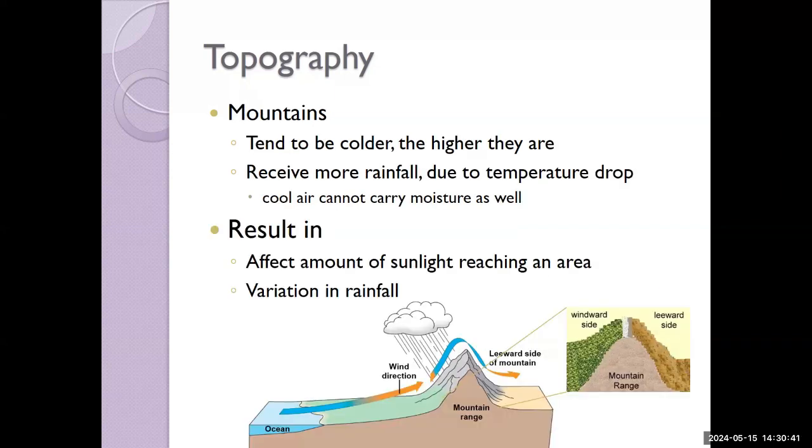Mountains vary in elevation, and therefore they tend to be colder the higher they get, and this can lead to stratification of a single environment, but this also results in disrupting rainfall patterns. Due to that temperature drop, the water condenses more rapidly, leading to the windward side receiving more rainfall, and this ultimately creates a rain shadow. A downstream side effect where the leeward side of the mountain range does not get as much rainfall. And the larger the mountain, the greater this rain shadow effect is.